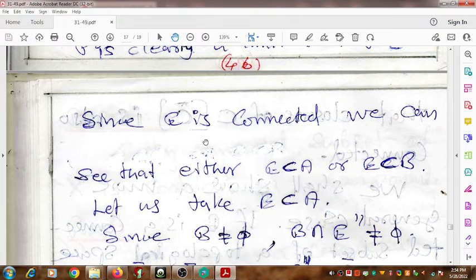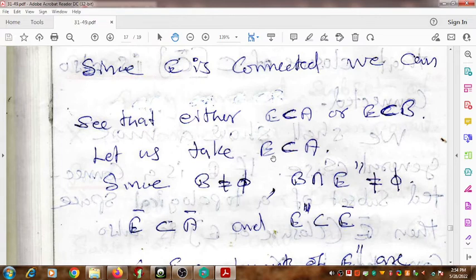Since E is connected, either E is a subset of A or E is a subset of B. Let us take the situation that E is a subset of A.